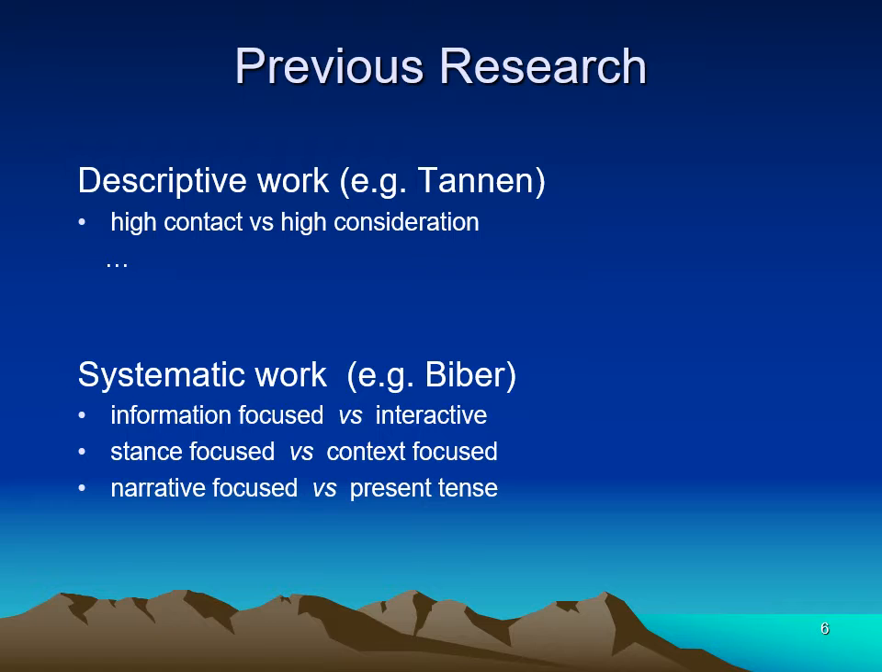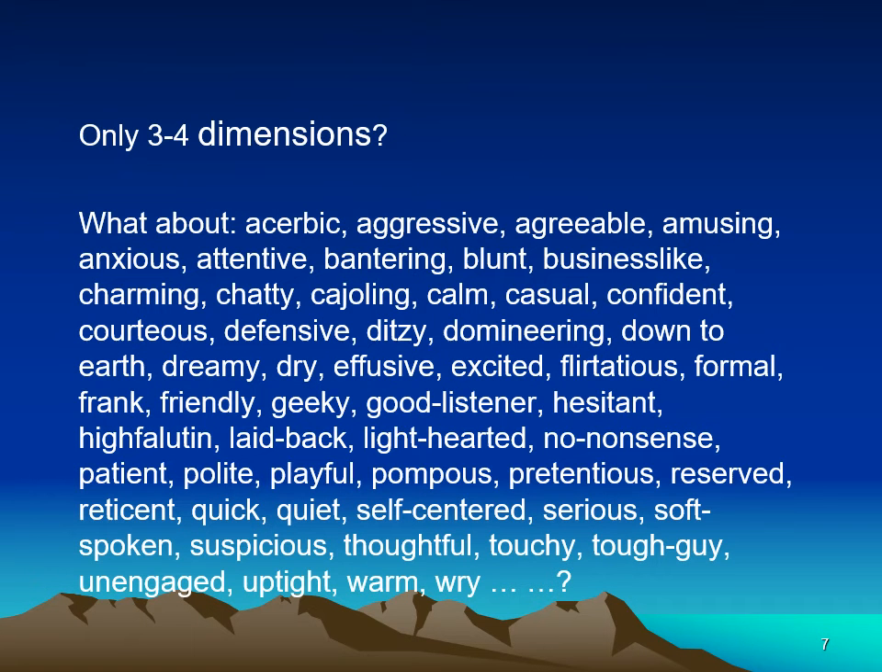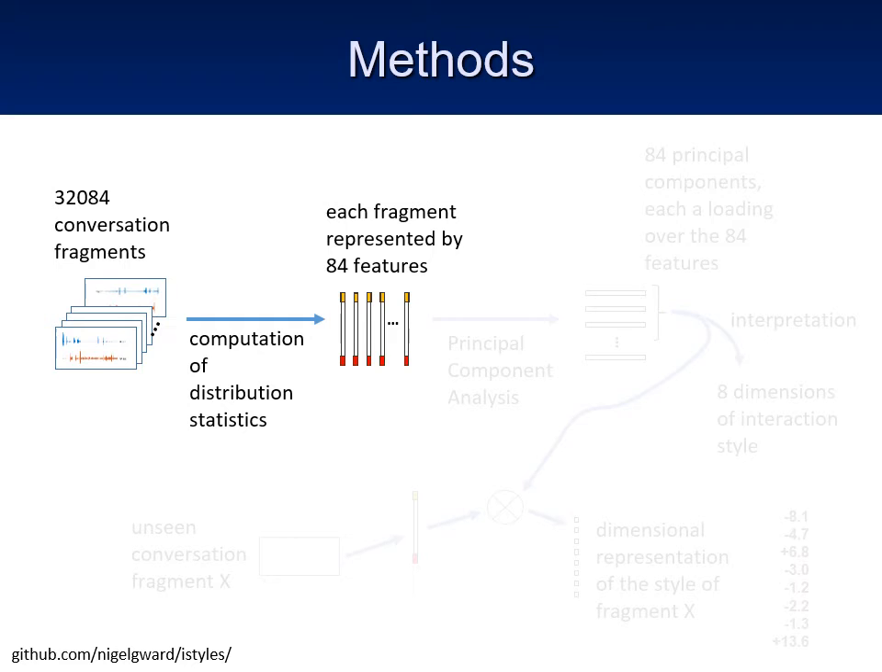Which is good, but surely only 3 dimensions is not enough. We have a huge folk vocabulary for talking about aspects of style. So I think there's going to be more dimensions. And to investigate, we used a data-driven method. We started with far more data and far more features than any previous study, 32,000 conversational fragments from American English telephone dialogues, computed over prosodic features.